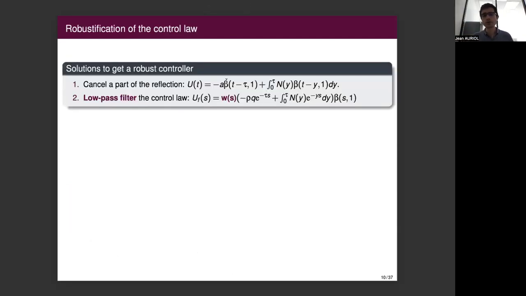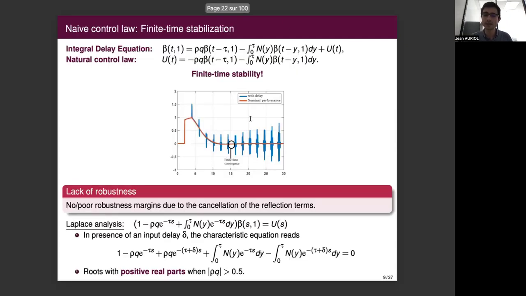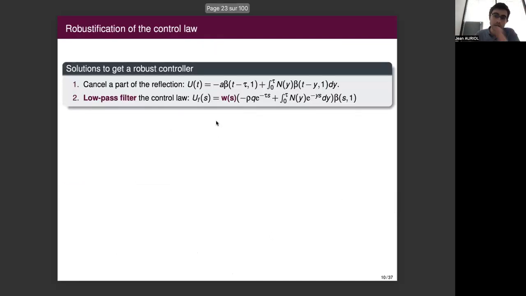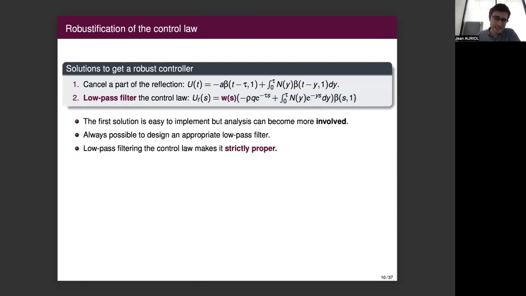Now, what are the solutions? The first one is just to cancel a part of the reflection. So instead of killing all the pointwise terms, you just kill a part of it so that you do not have any problem, because the integral term is strictly proper, so it vanishes at high frequencies, which means that you will have robustness properties for that. So you can kill just a part of the reflection with the term A, or you can also low-pass filter the control law. The first solution is easy to implement, but the analysis can become involved. However, we will see that there are some advantages for the first option.